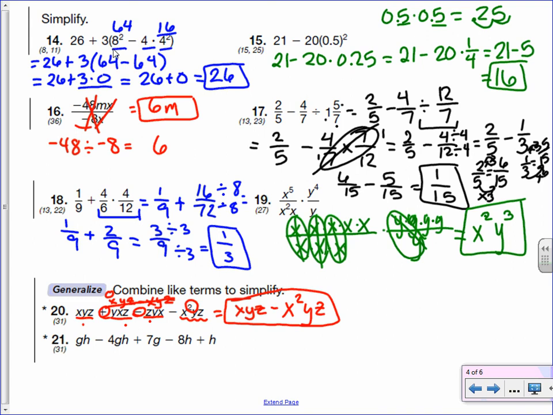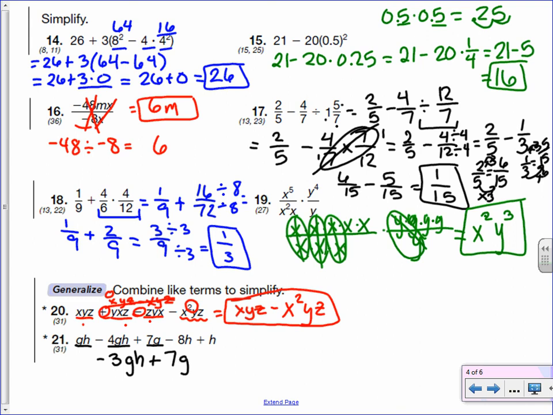In 21, we have to look for the same variables. So we have gh and 4gh. So we have 1gh minus 4gh. 1 minus 4 gives us negative 3gh. And then we have nothing else other than 7g that has just a g.